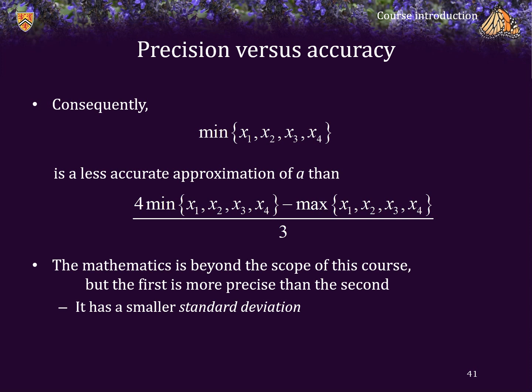Now, the mathematics is beyond the scope of this course, but interestingly enough, the precision of the first approximation is actually better than the second. That is, the standard deviation of the minimum of 4 values is smaller than the standard deviation of the more complex expression.